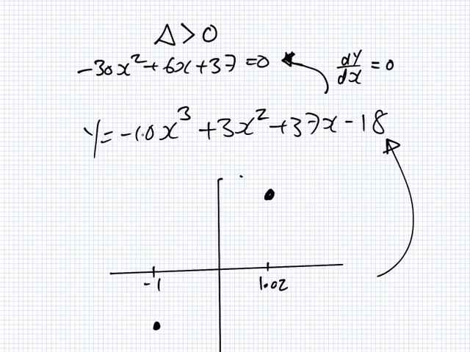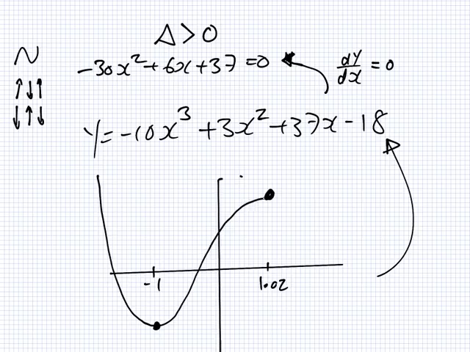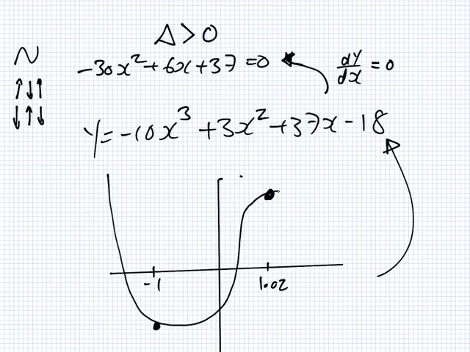And you remember this cubic? It usually goes up, down, up. But when it's a minus, it goes down, up, down. Is that right? So down, up, down. And this point here is minus 18.